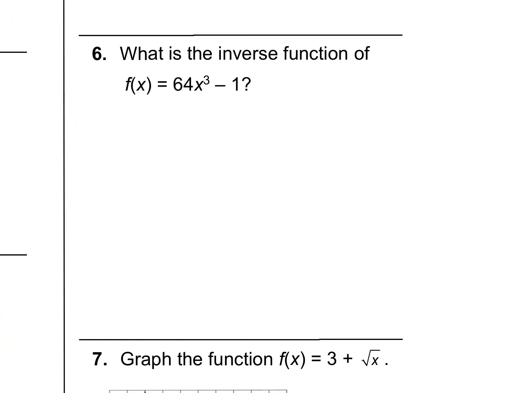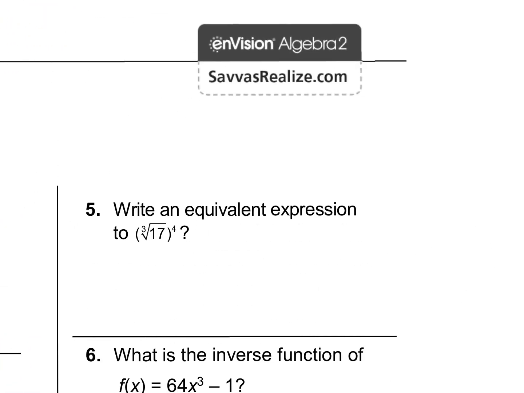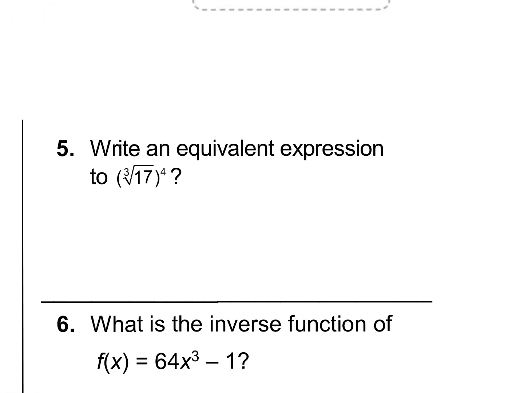Number 5, it wants us to write an equivalent expression. What that means is it just wants us to write this in a different form. So we're really going backwards from what we were doing on number 3. Okay, so what's this 3 right here? That's the root. What's the 4? That's the power. So I'm going to keep my base term, 17. So then how do I write the 3 and the 4? Yep, power over root. So 4 over 3. And that's all that one wants you to do, just to rewrite.